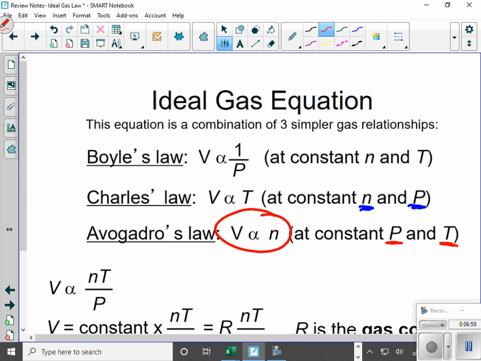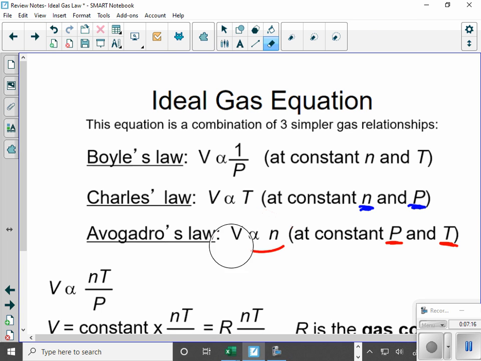We've related moles to mass, right? If I increase the mass of something, which increases the moles of something, doesn't that make sense that it's going to make more of a volume? Sure.